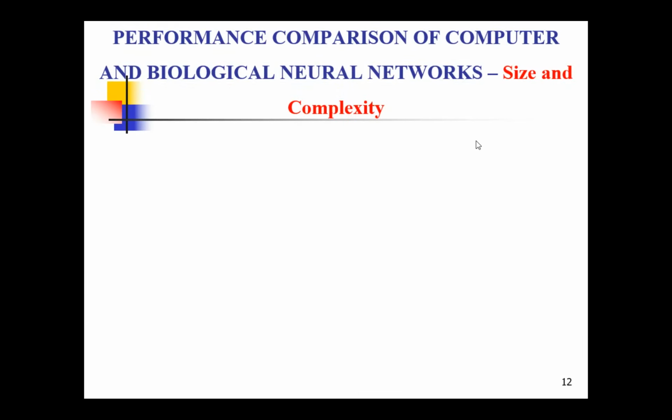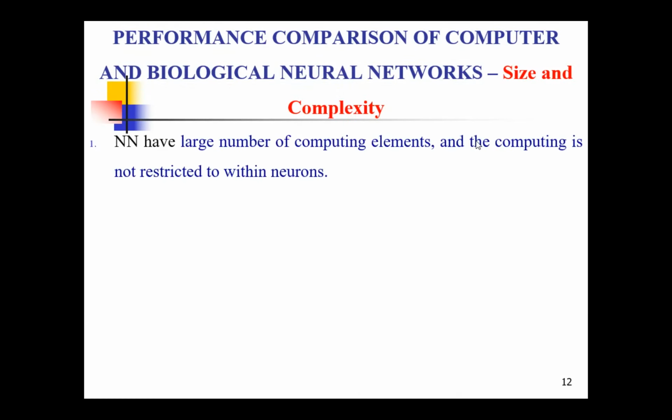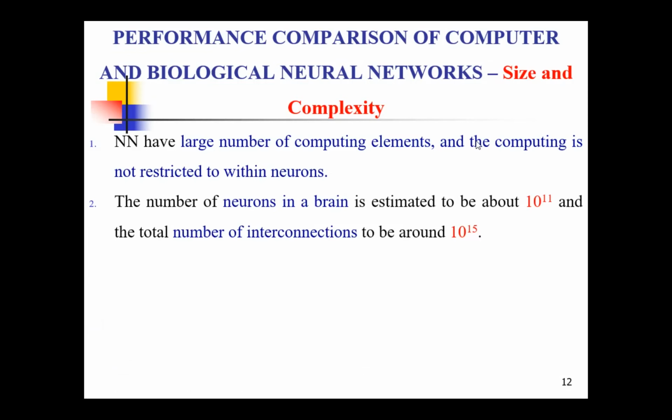Then we compare the size and complexity. The biological neural network has a larger number of computing elements, and it is not only with the neurons. That is, the computing is not restricted to within the neurons. The number of neurons available in the brain is approximately 10 to the power of 11. So 10 into 10 into, 11 tens. You have to multiply, and that many neurons are available in our human brain.